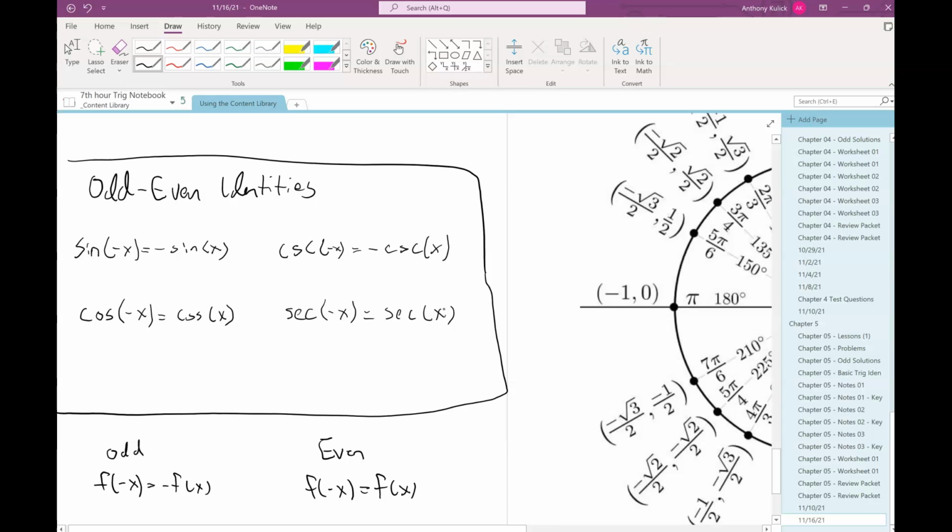And we said tangent was an odd function. So tangent of negative x is equal to negative tangent of x. And its reciprocal also has to be an odd function. So cotangent of negative x also equals negative cotangent of x.